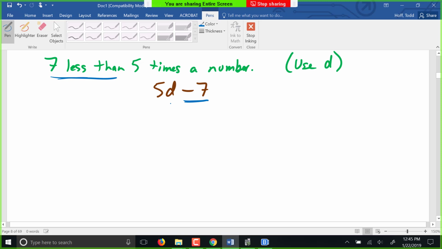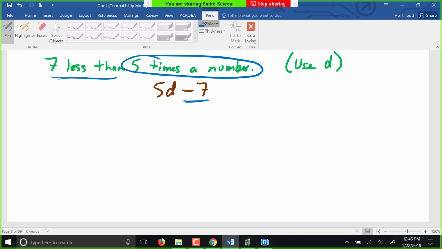So we start out with the minus 7. And what is it being subtracted from? 5 times a number is the 5D. Perfect.